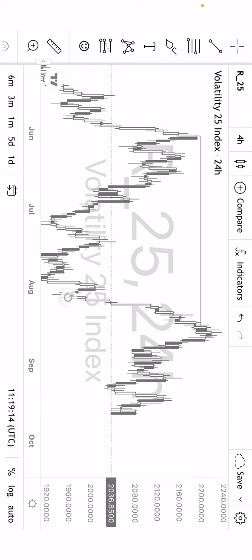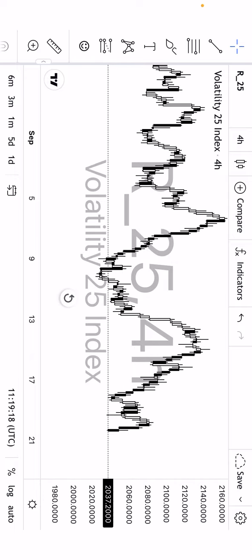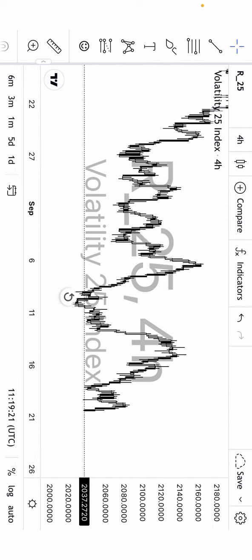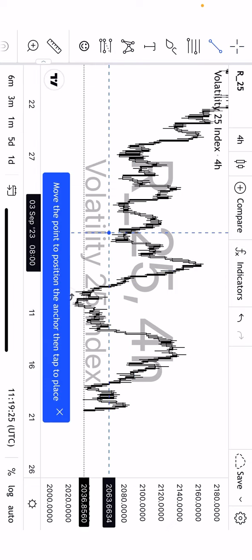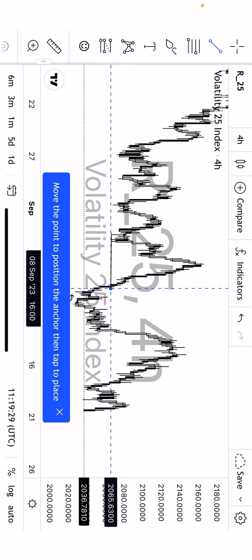So after the 24 hours time frame, I move directly into my 4 hours time frame. So what's the last BMS? What's the last break of structure on the 4 hours time frame? The last break of structure is to the downside on the 4 hours time frame. So see this, guys.